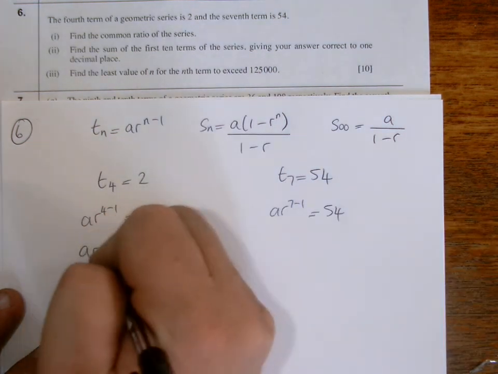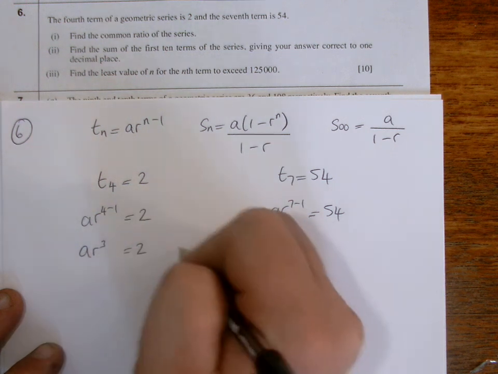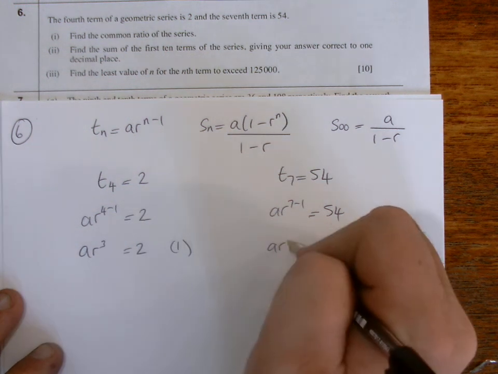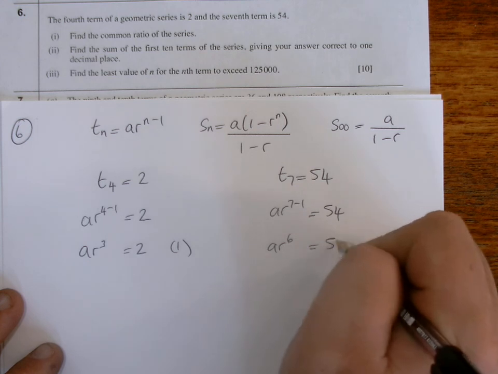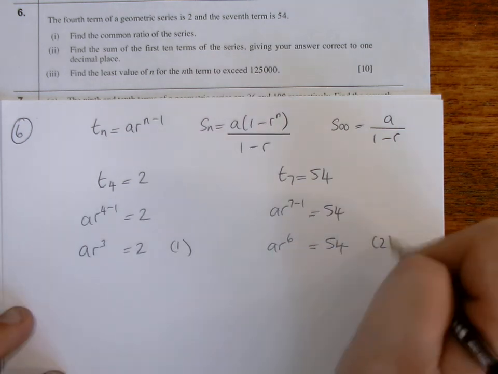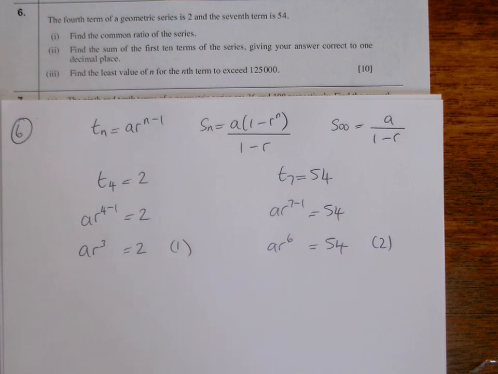So this would be ar cubed is 2. We call that equation 1. Ar to the power 6 is 54. Equation 2. So we want to find the common ratio. Remember, the best thing to do here when you're solving is to divide.